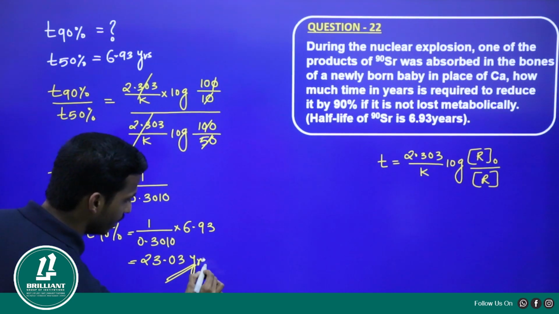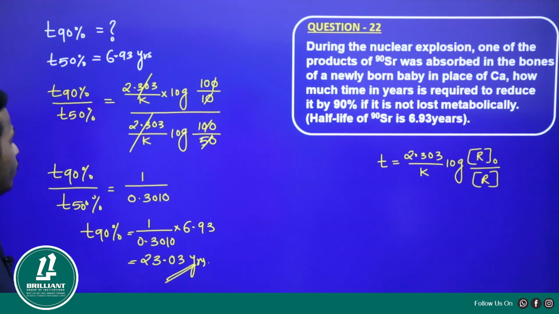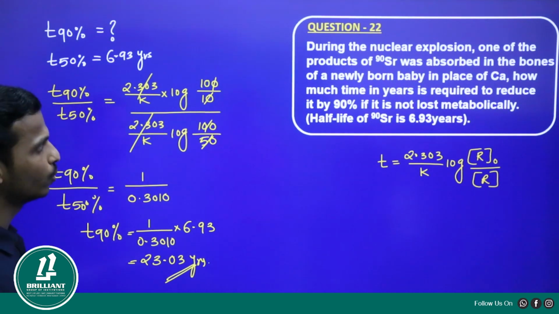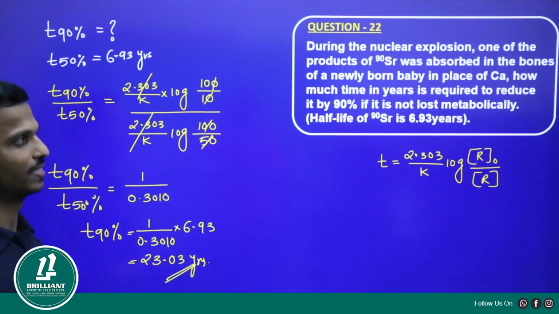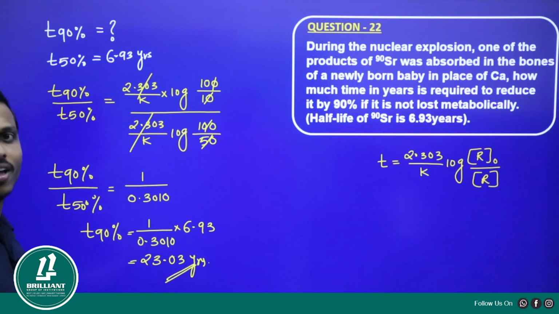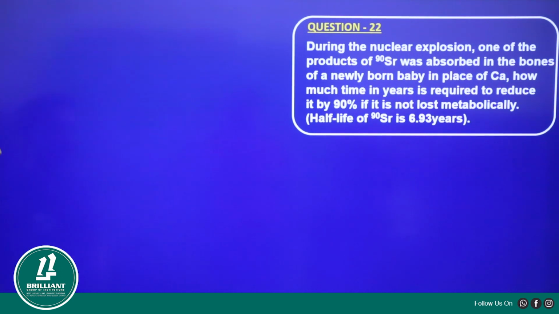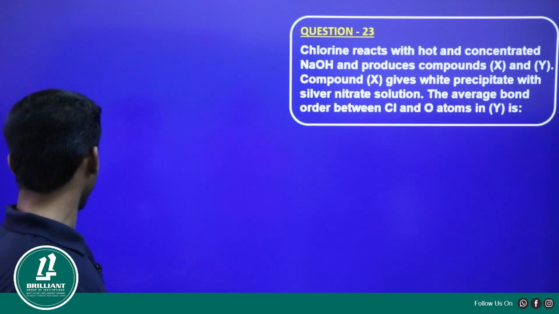23.03 years. That's the time taken for that 90% completion. So question number 22, the answer is 23.03 years. So we can compare their values. Let's go with question number 23.